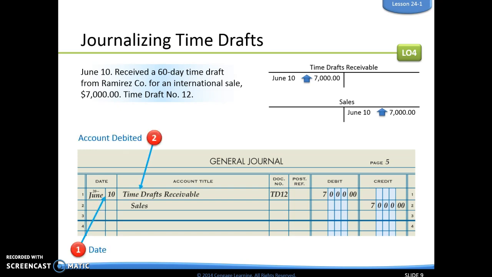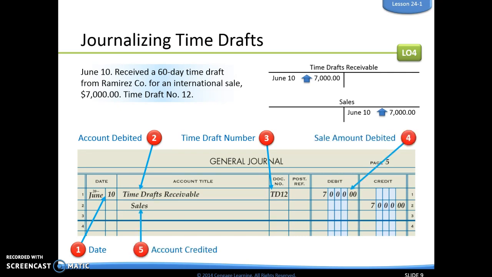Okay, so it goes into our general journal. We put our date. We're going to debit time drafts receivable. We're putting that document number. That's a new one for us. So TD and then the number. Okay, and then we're going to credit our sales account.